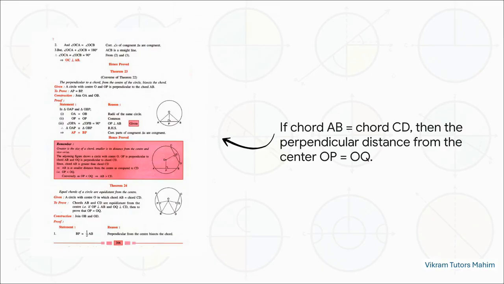This diagram says it all. If that chord AB has the exact same length as chord CD, then their perpendicular distance from the center, that's OP and OQ here, must also be equal. The circle is just perfectly balanced. It treats equal chords equally.